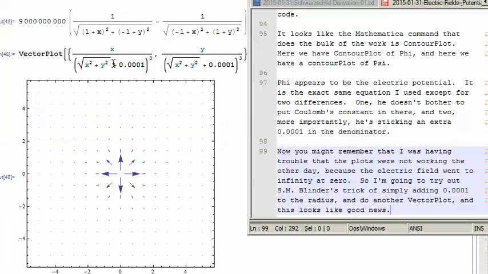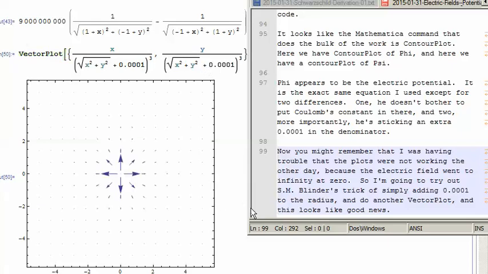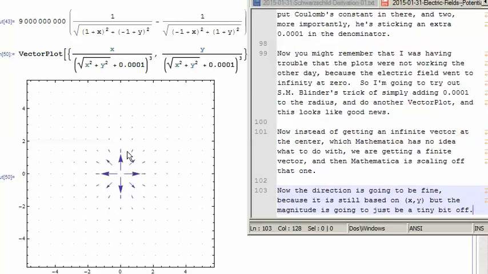Earlier, let me remind you what it looks like without the plus 0.0001 by deleting those. It looks like that. But with the plus 0.0001, though this is kind of like cheating, it produces a much better looking field. Now, instead of getting an infinite vector at the center, which Mathematica has no idea what to do with, we're getting a finite vector, and then Mathematica is scaling off that one. Now the direction is going to be fine because it's still based off the x and y, but the magnitude is going to be just a tiny bit off, just a smidgen smaller than it should be.